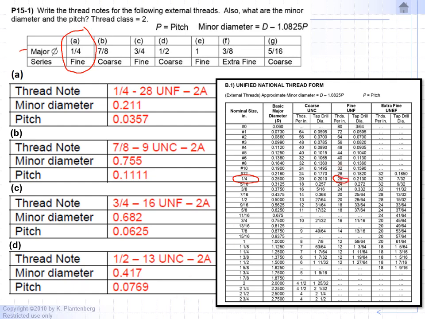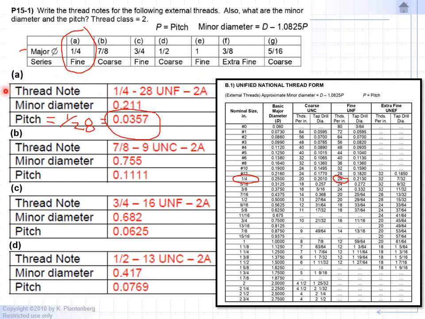If you do the math for problem A, the pitch equals the inverse of 28, so it's 1 divided by 28, and that equals 0.357. Pretty straightforward, very simple math. Now we're going to write the note. I completely forgot about the note. How do we call out a quarter fine thread? So we have quarter.